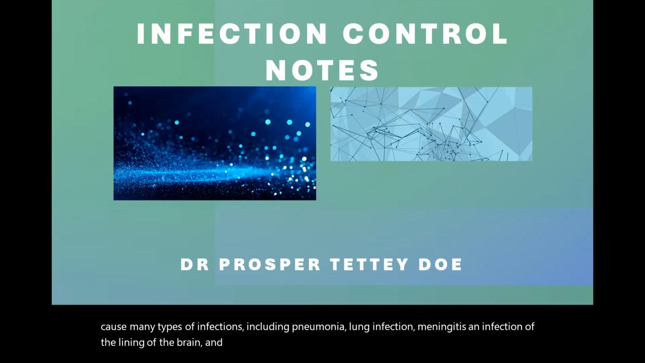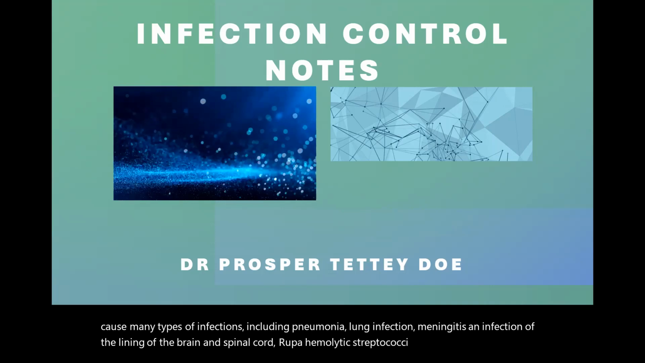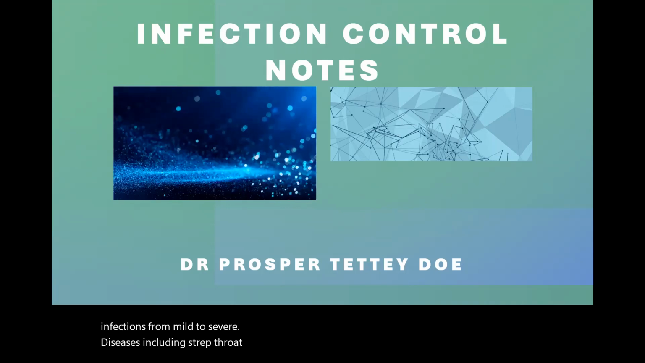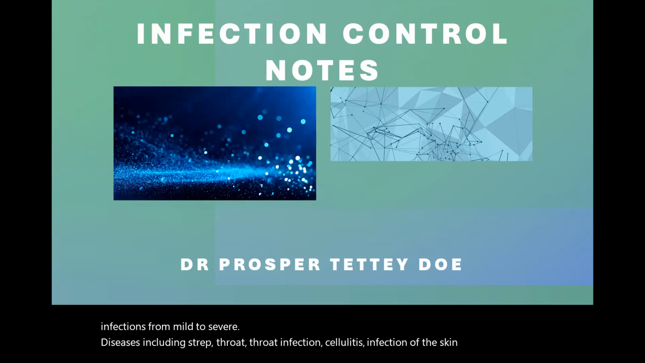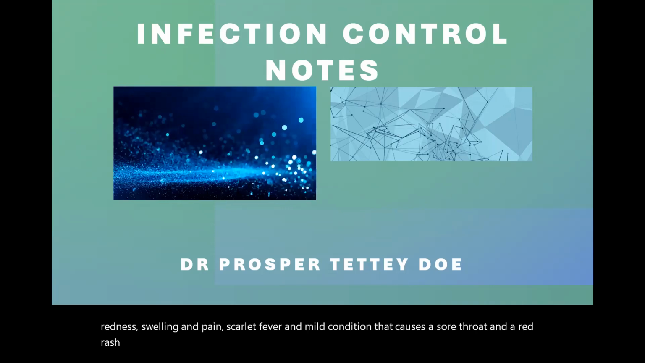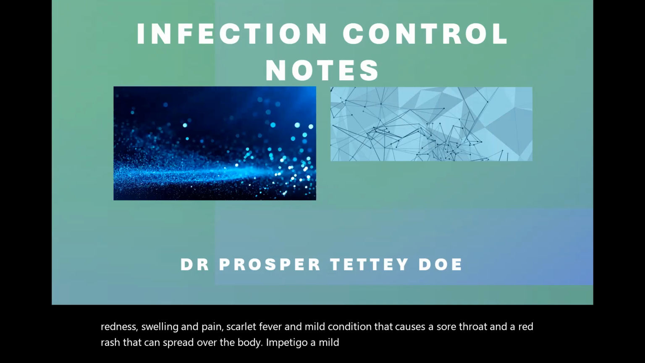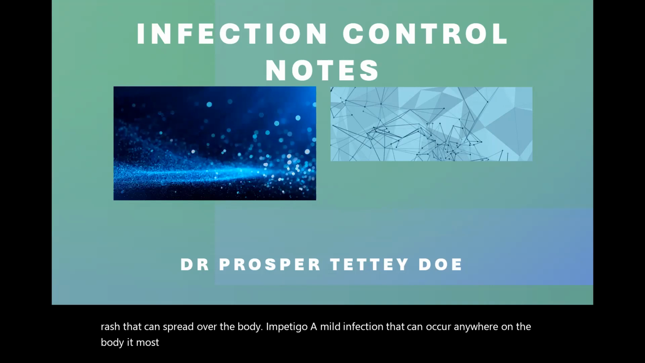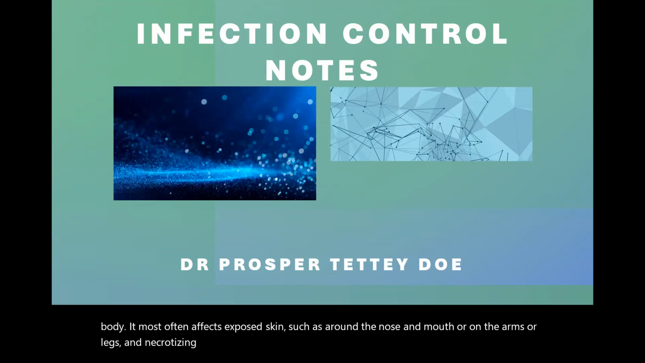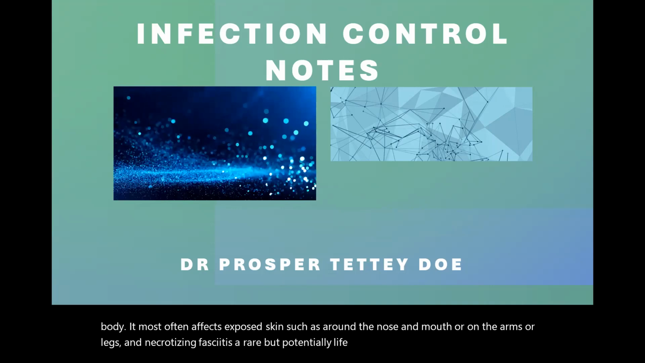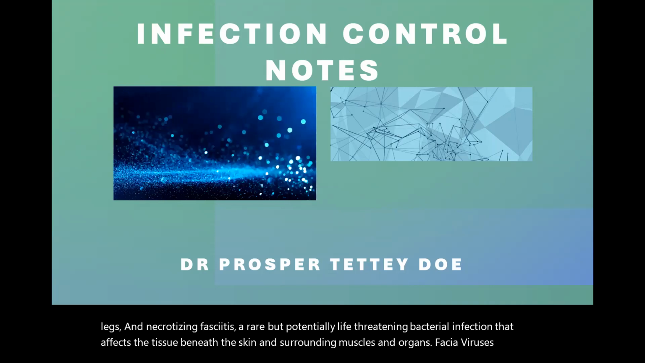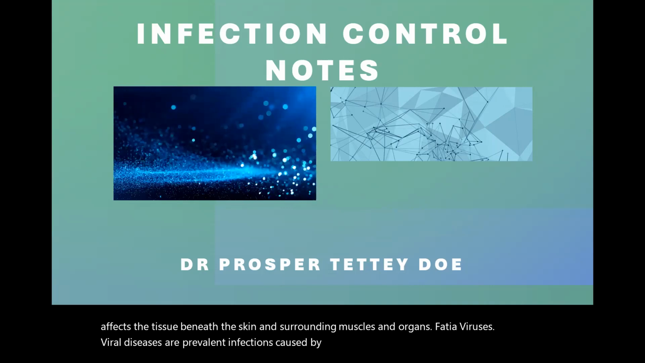Group hemolytic streptococci can cause a range of infections, from mild to severe, deadly diseases, including strep throat, throat infection, cellulitis, infection of the skin that causes redness, swelling and pain, scarlet fever, a mild condition that causes a sore throat and a red rash that can spread over the body, impetigo, a mild infection that can occur anywhere on the body. It most often affects exposed skin, such as around the nose and mouth or on the arms or legs, and necrotizing fasciitis, a rare but potentially life-threatening bacterial infection that affects the tissue beneath the skin and surrounding muscles and organs, fascia.